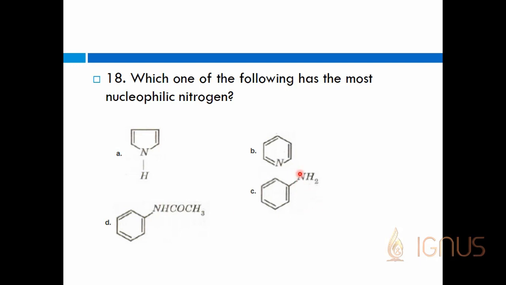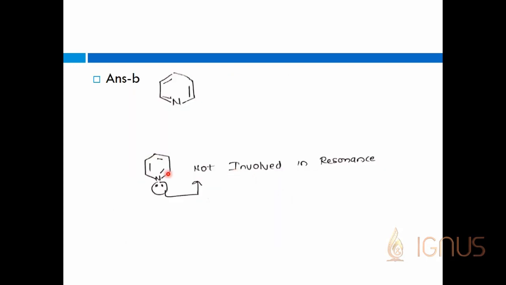Here also, the lone pair present on this nitrogen is involved in resonance. Hence it is not available for donation. But in the case of pyridine, the lone pair is not involved in resonance. Hence it can easily donate the electron. Hence its nucleophilic nature is more.